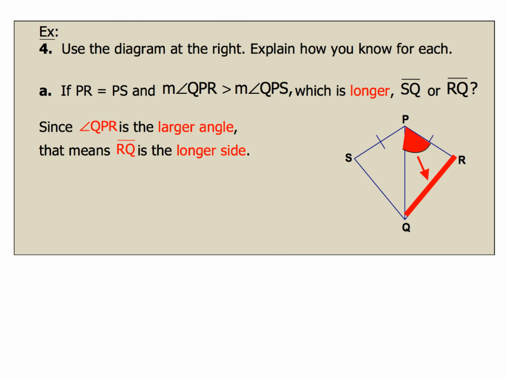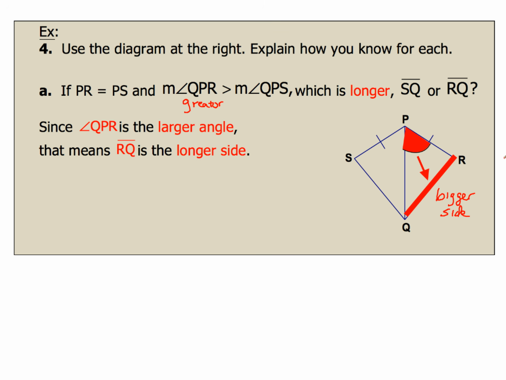explain how you know for each. Now, check this out, pretty straightforward. PR equals PS, and we can see that because it's marked on the diagram. And the measure of angle QPR is bigger, so this is our greater one, than the measure of angle QPS. Which is longer, SQ or RQ? So all we have to do when we look at our diagram is be sure we note which one is our bigger angle. Since angle QPR is our greater angle, then that means side QR is going to be our bigger side.